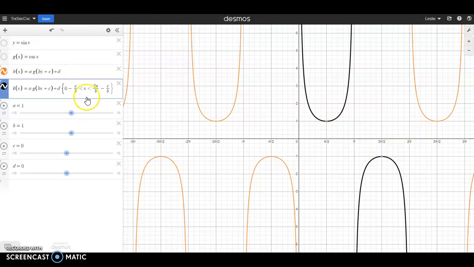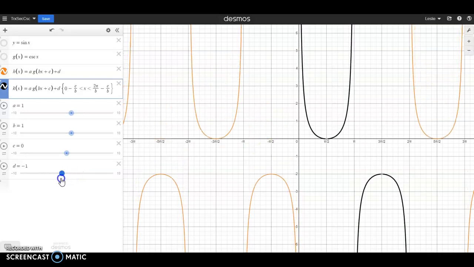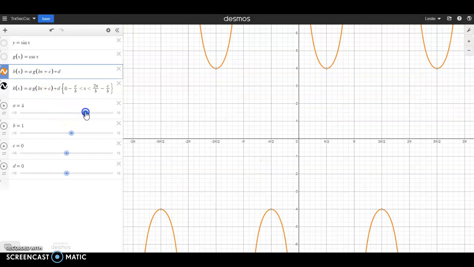Now, we can shift cosecant in the same way as we shifted sine. It looks a little different, but the behavior is the same. If I take, for example, this d value, and change d from 0 to 1 or 2 or 3, it's going to add to the vertical shift, or if I go below 0, it's going to subtract from the height of every piece of the graph. I'll put it back to 0 for now. If I change a, then I'm getting a different amplitude, a different stretch.